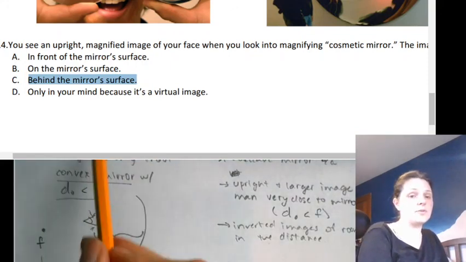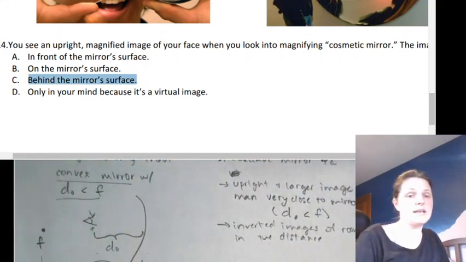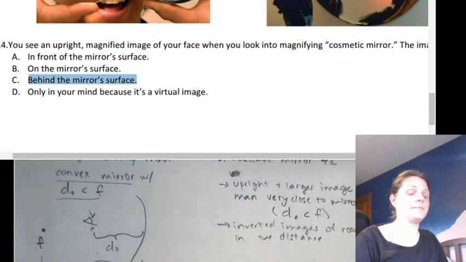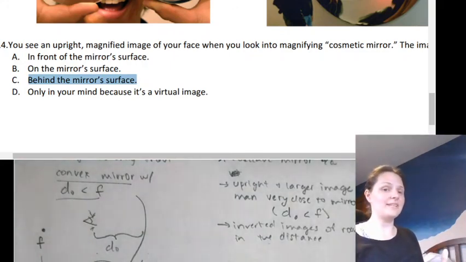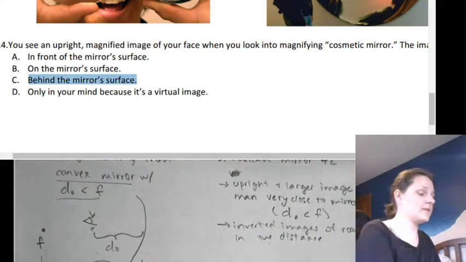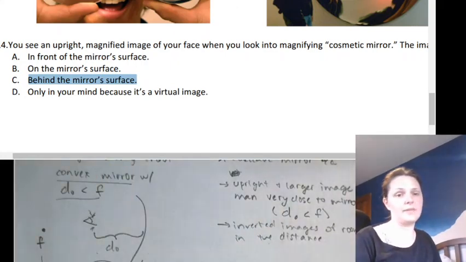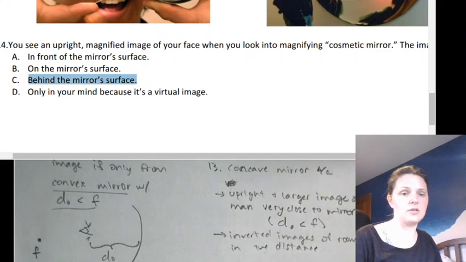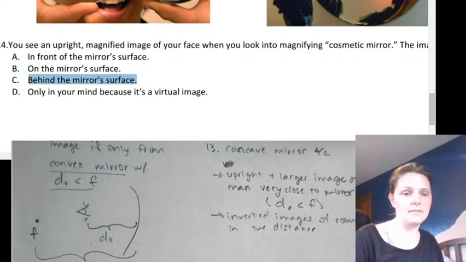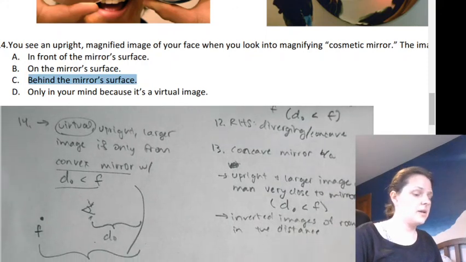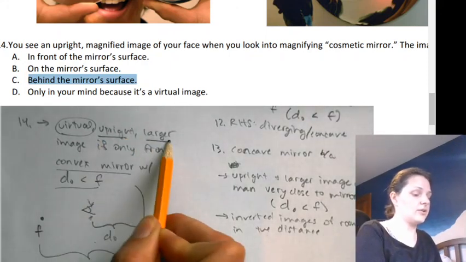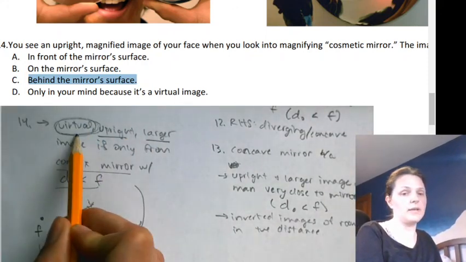But this is sort of superfluous to the answer to this question, right? The answer for any mirror is that the image is behind the mirror surface. Or actually, let me back up on that. It's not always behind the mirror surface. It's behind the mirror surface because we know that it's a virtual image. So I guess I should back that up just a little bit. And because this is upright and larger, we know that it has to be this virtual image.